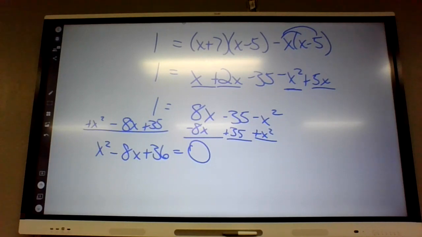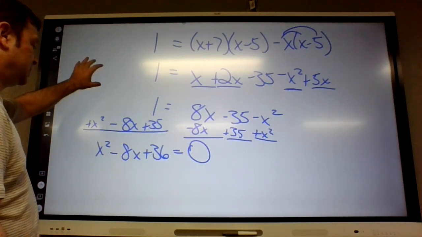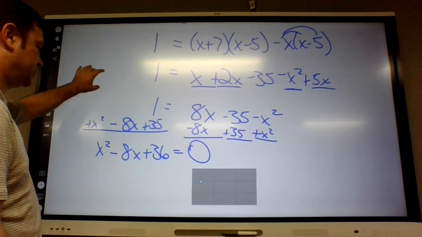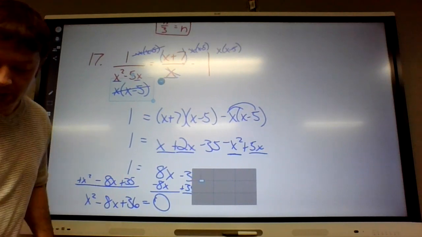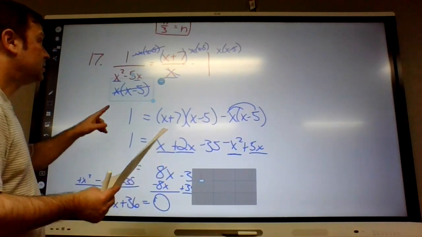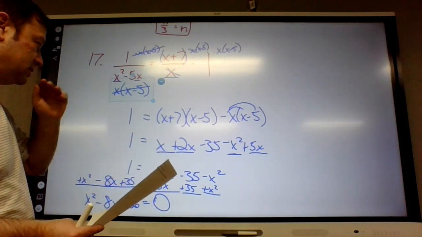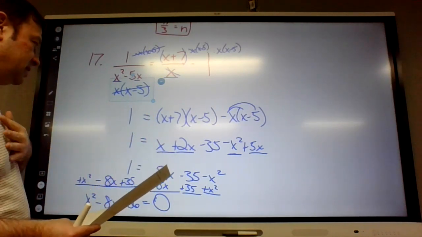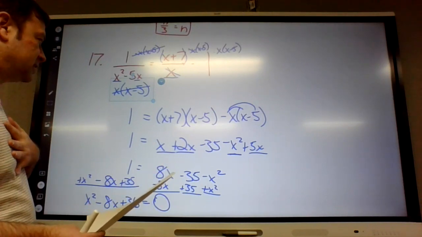not factoring. Did I make a mistake? 9 and 4, 6 and 6, 3 and 12. Did I copy it right? Let's start with that. X plus 7 minus 1. 8x minus 35. 2x.